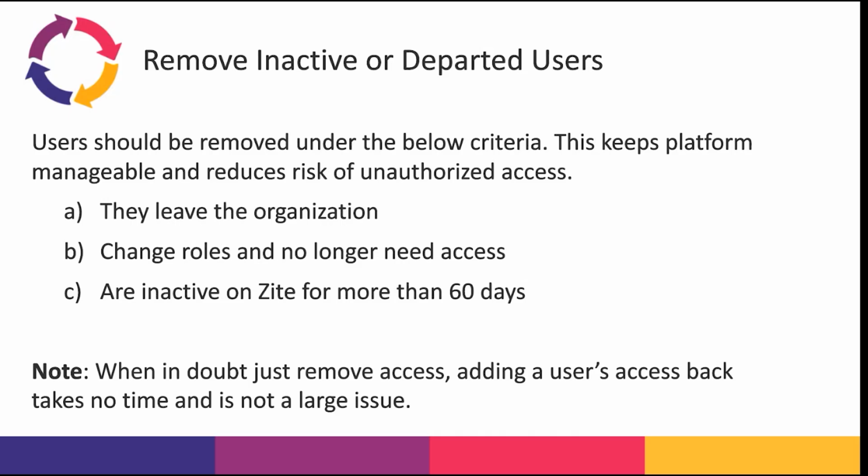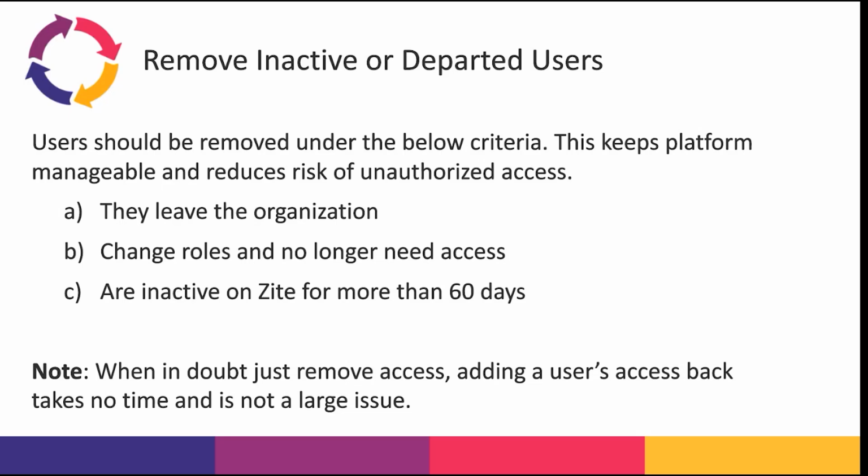So this is the criteria that we would suggest for removing users. This would be to keep the platform manageable and also to reduce the risk of any unauthorized access. If anyone leaves the organization, it's really important that they're removed from Zeit straight away. If they change roles and don't need access anymore, then they should also be removed from Zeit. And if they're inactive on Zeit for more than 60 days, then they should also be removed because it's a clear indication that they're not using the program and they need to go off.